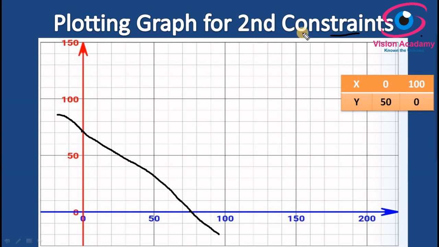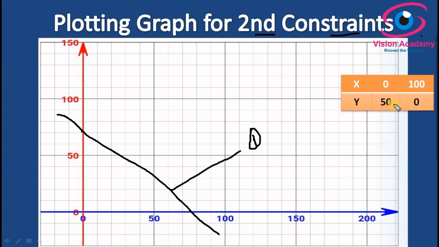So the second constraint value is when x is equal to 0, y is 50. When y is equal to 0, x is 100. This is the first constraint diagram which I already drew when I considered the first constraint. Now I have to draw the second constraint.